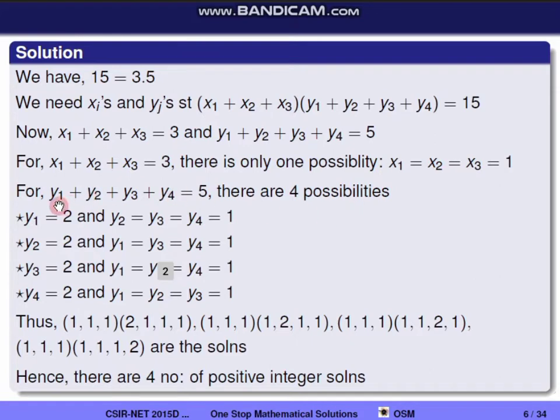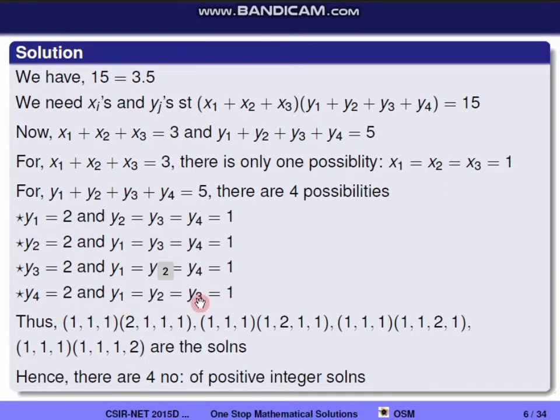For y1 plus y2 plus y3 plus y4 to be 5, there are 4 possibilities. That is, one yi can be 2 and the other three yi's are 1. So y1 can be 2, with y2, y3, y4 equal to 1. y2 can be 2, with y1, y3, y4 equal to 1. y3 can be 2, with y1, y2, y4 equal to 1. y4 is equal to 2, with y1, y2, y3 equal to 1.